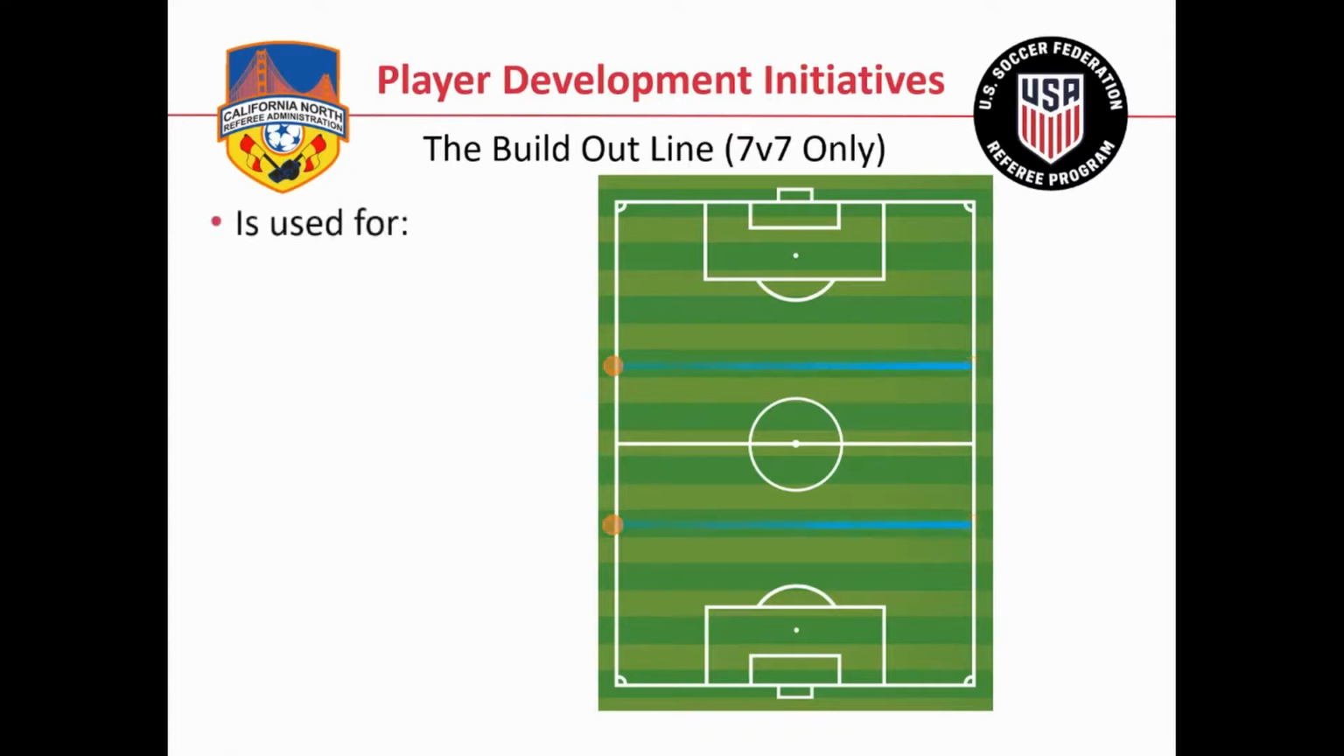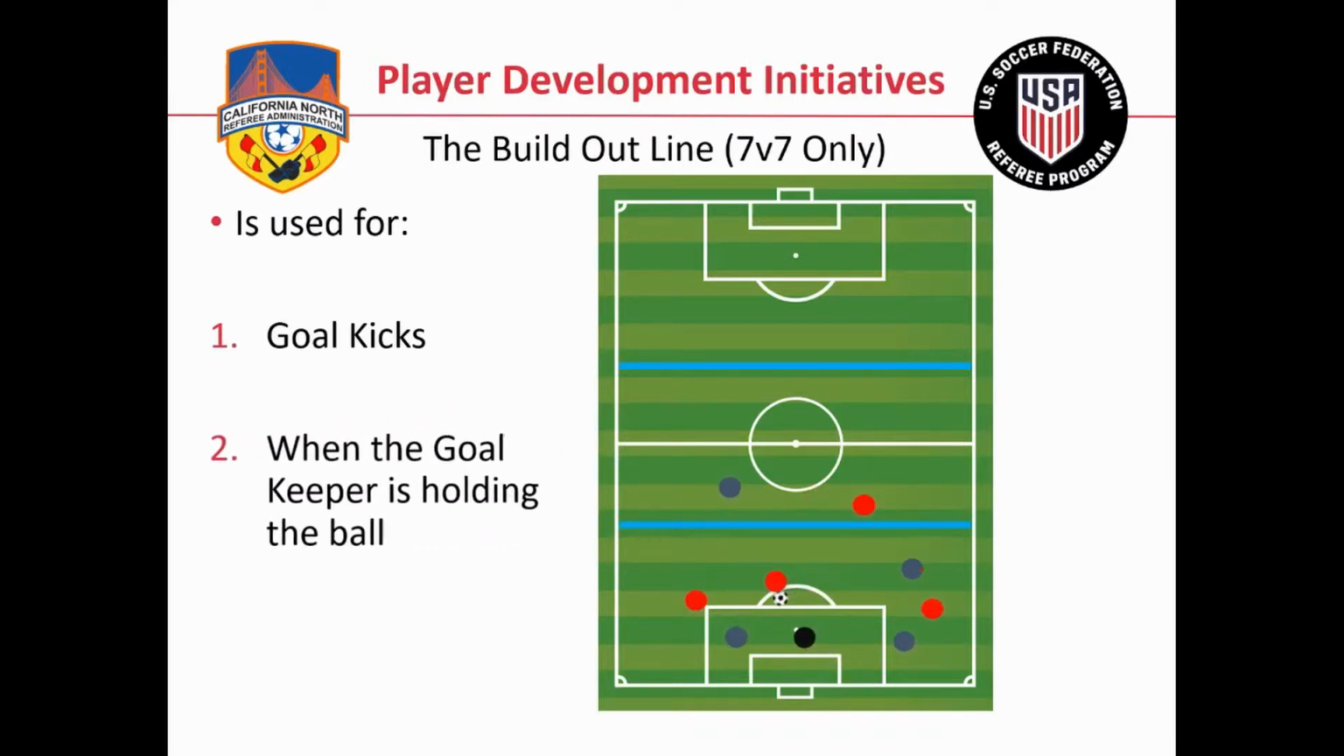So here's what the build-out line is used for. The first thing we use the build-out line for in youth games is goal kicks. So we have all of our players here. Everybody on the opposing team on a goal kick, all of these guys in red, have to be outside the build-out line until the ball is put into play. On a goal kick, that means once it leaves the penalty area. So once the ball leaves the penalty area, it's in play, and the opponents can cross the build-out line.